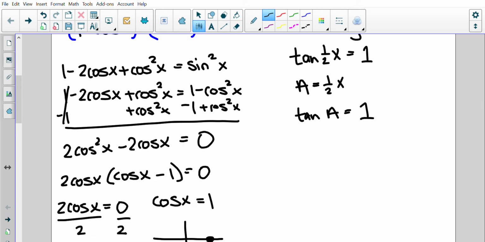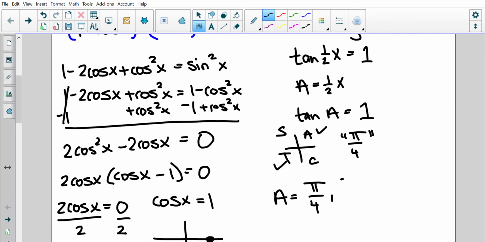Okay, so again, tangent's going to be positive in quads 1 and 3. And when tan is 1, we know that's our 45-degree angle, or pi over 4. So that means that a is pi over 4 and 5 pi over 4. And we know that's equal to 1/2 x, because ultimately we want to solve for x. So we would multiply everything by 2. So we get 2 pi over 4 over here, which is really pi over 2. And 10 pi over 4 here, which is really 5 pi over 2.